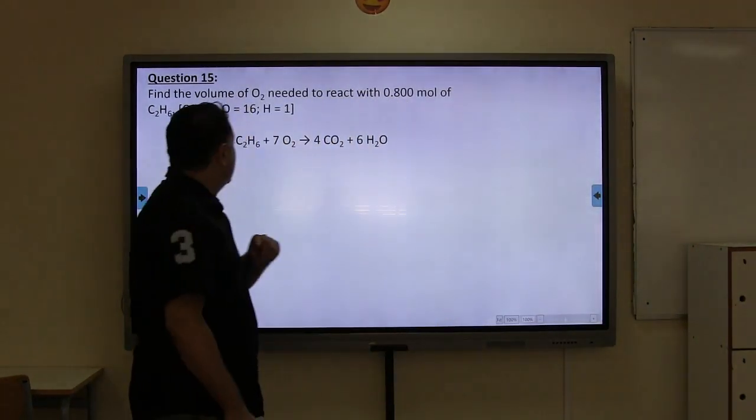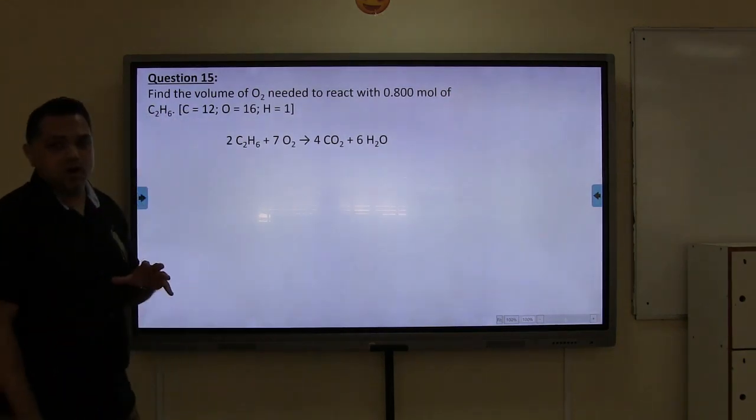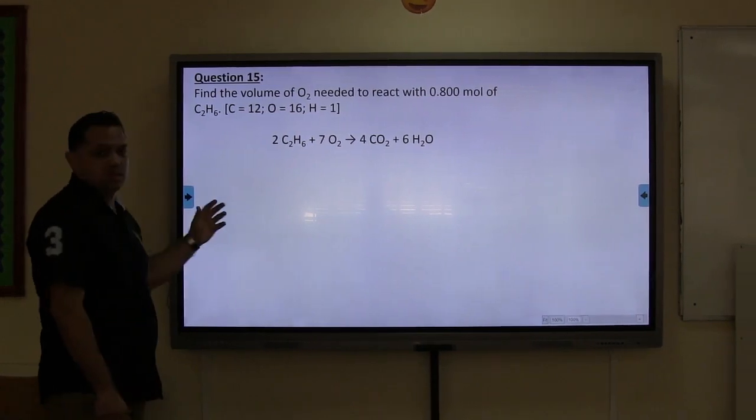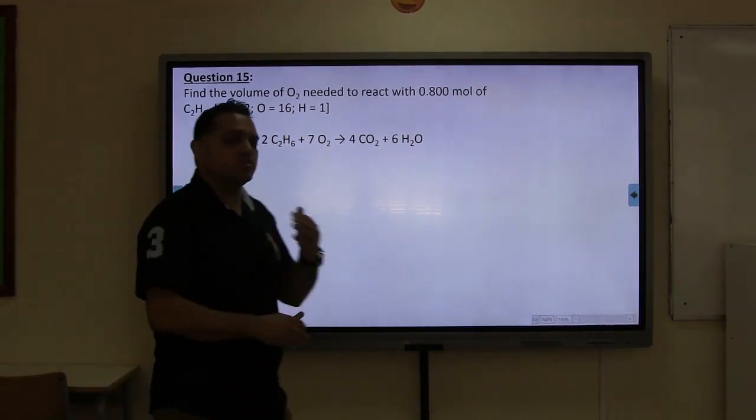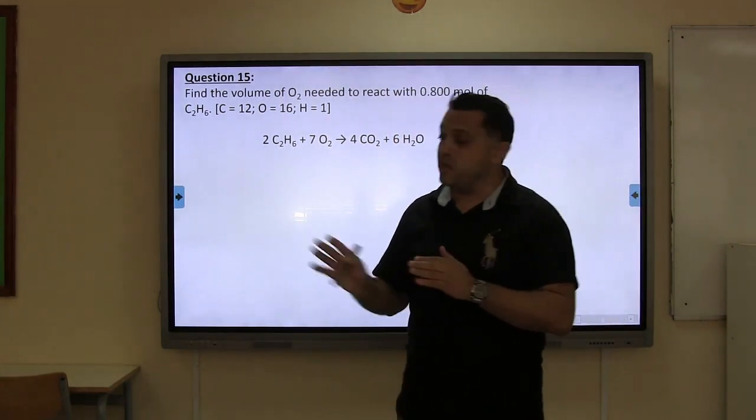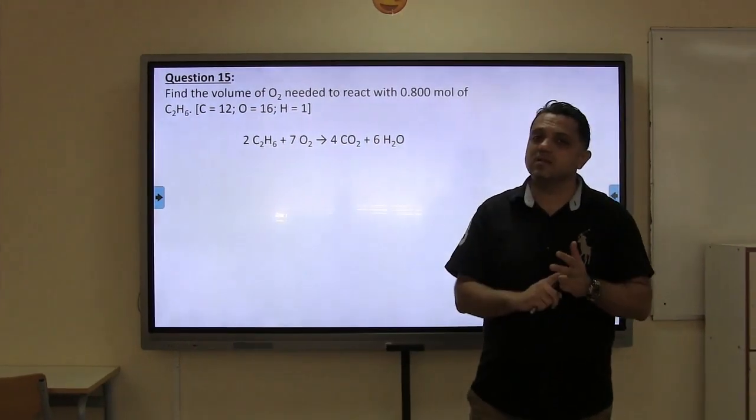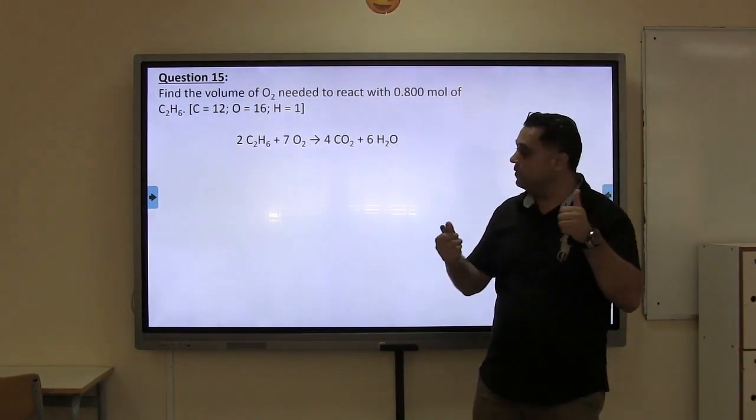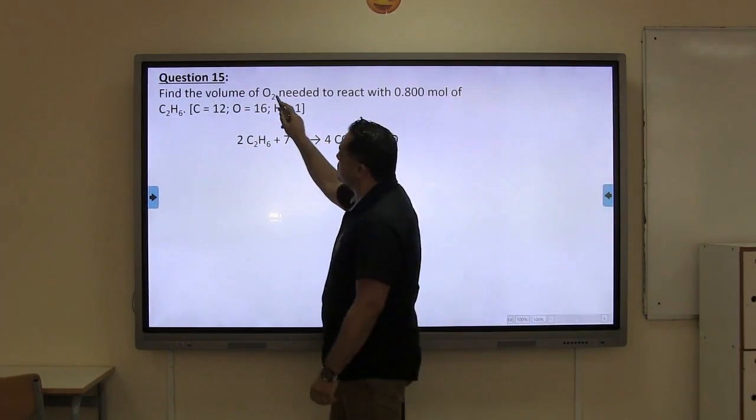In question 15 here, we need to find the volume of the oxygen needed to react with 0.8 moles of C2H6. Again, the process is the same. We need to check whether the reaction is balanced or not. The reaction is given, and it is balanced. So my main focus here is to find the unknown and the given. Find the volume of the oxygen.